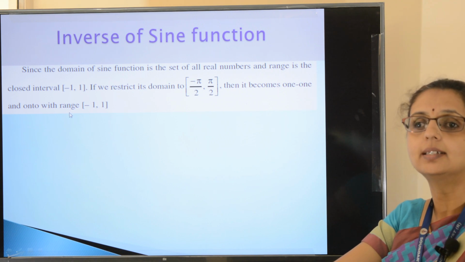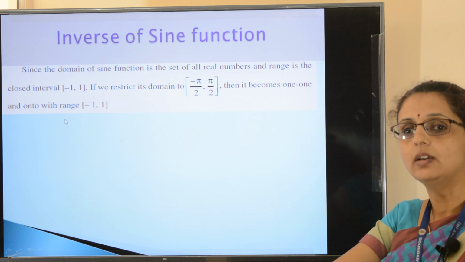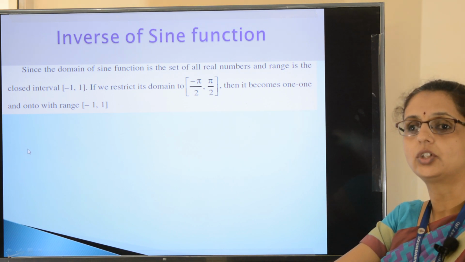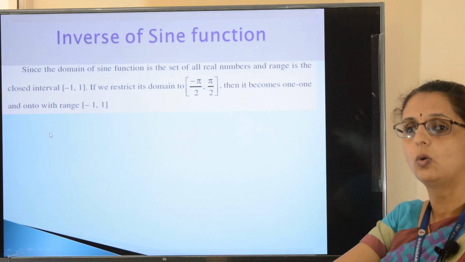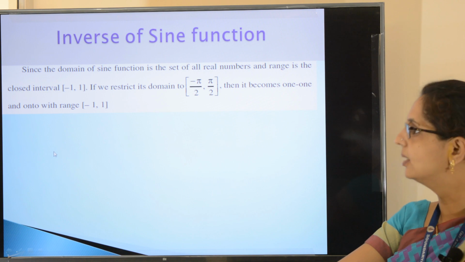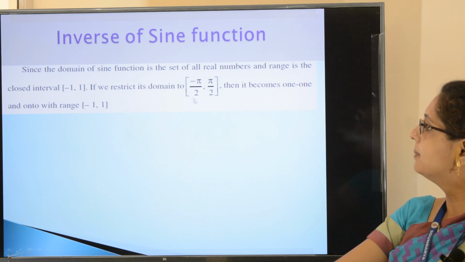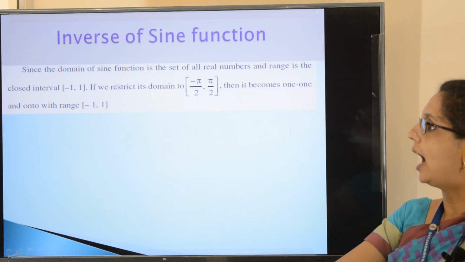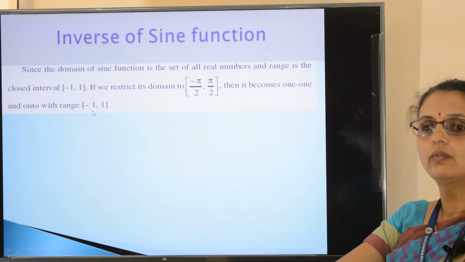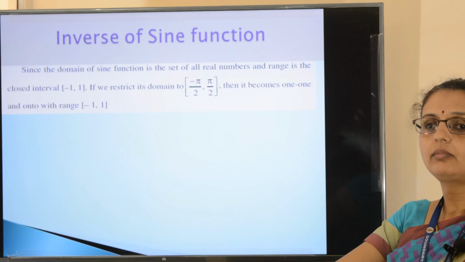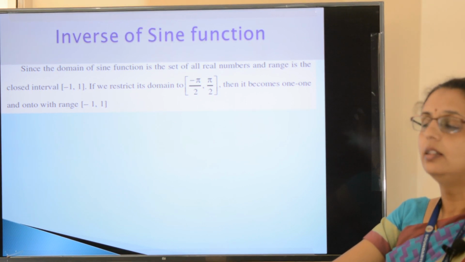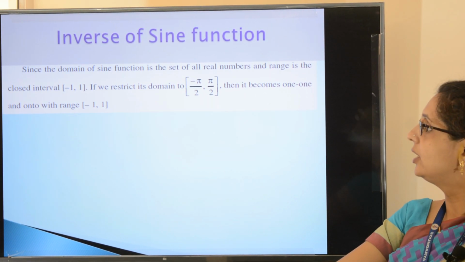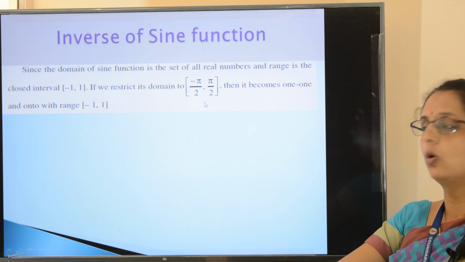In order to make the inverse of the sine function exist, we have to restrict the domain. Restrict the domain means I am going to restrict the domain, the set of real numbers, only to -π/2 to +π/2. Then only it becomes one-one, and onto with range closed interval -1 to +1. So students, do remember thoroughly, the inverse function becomes one-one and onto only when we restrict its domain. So we have to restrict the domain to what?